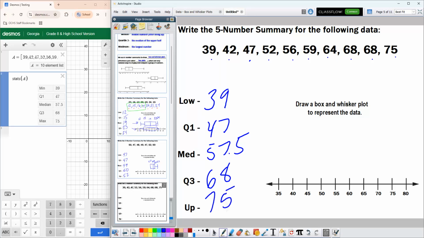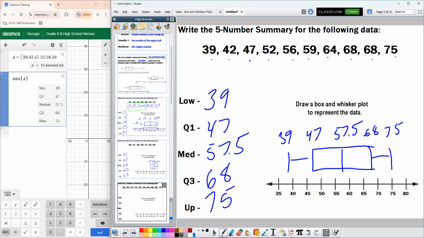So 39 would be like right there. 47 would be right in there. 57 and a half would be in there. 68 would be up here. And 75 would be on that line right there. The two outside are the whiskers, and those on the inside right there. There's your box and whisker plot.